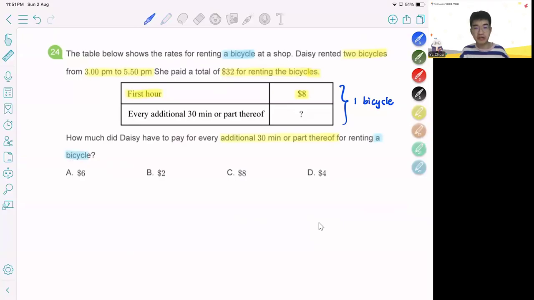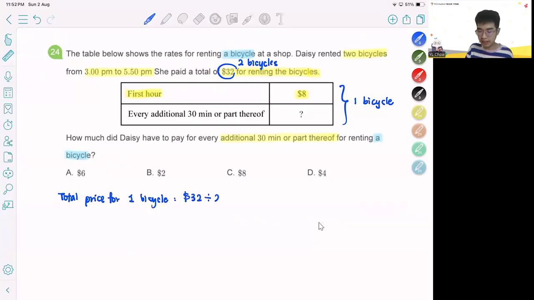So first things first, we take note the numbers. 32 is the price to rent 2 bicycles. So we need to first find out what is the total price for 1 bicycle. Right, so that one would be simple. You will just take your 2 bicycles, 32, divide by 2. So each bicycle will need to pay $16, right? We need $16 to rent the bicycle for this range of time, 3 p.m. to 5:50 p.m., right? But the structure in which we make the payment might be a bit confusing.